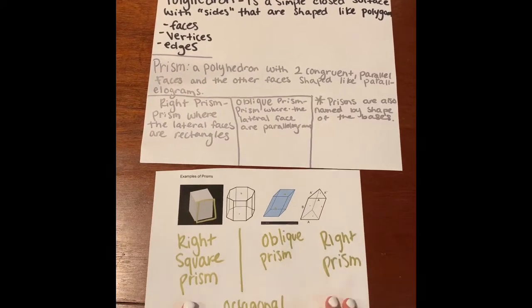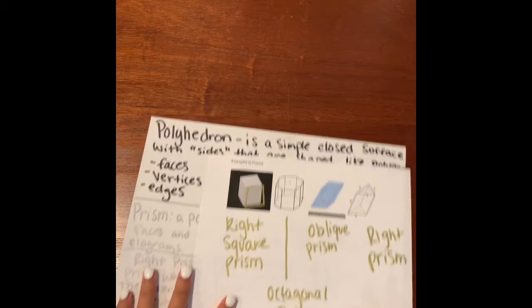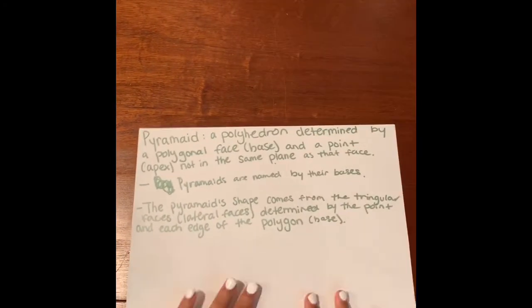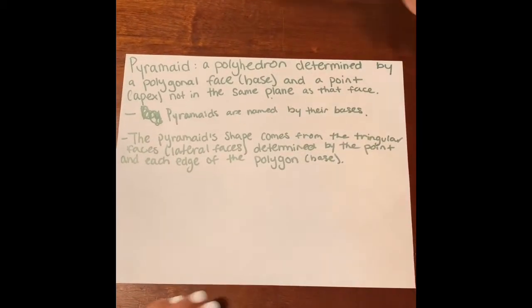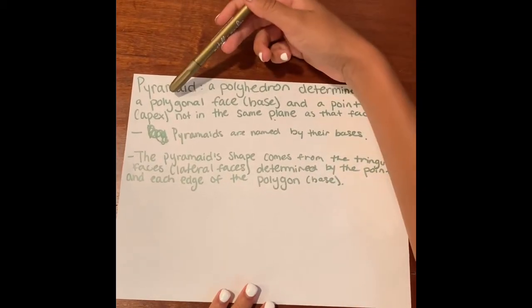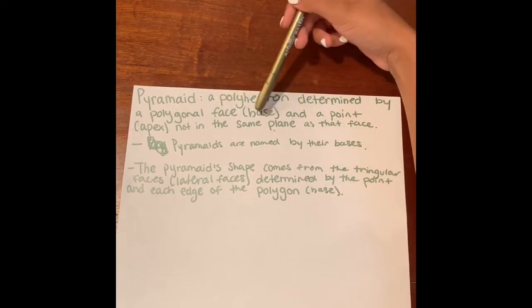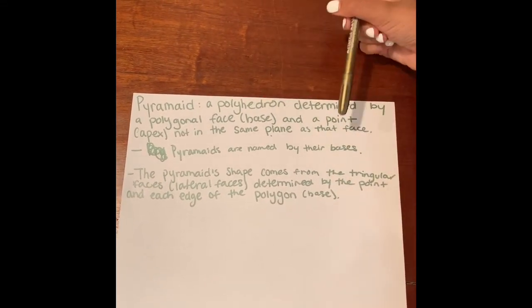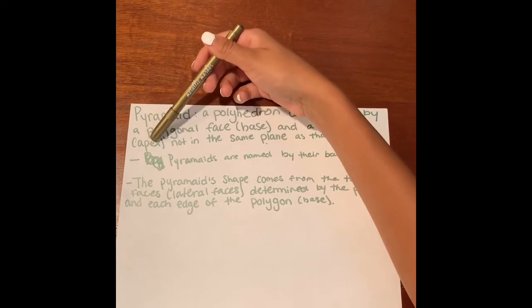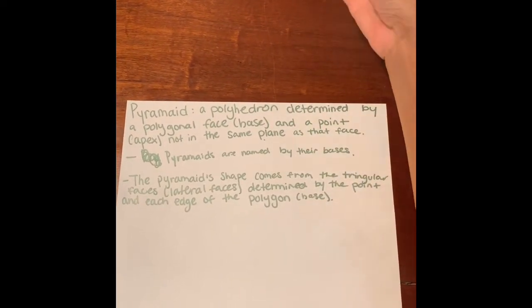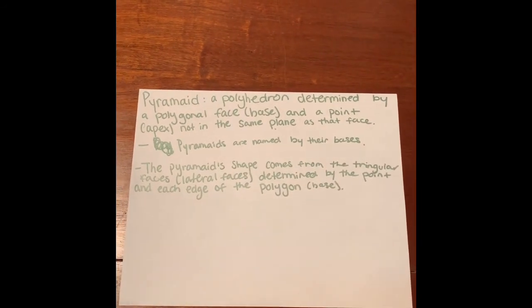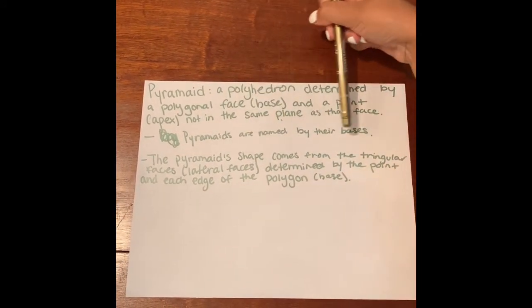So that's that. And now we're going to go into pyramids, which is our last 3D shape we're going to talk about today. We have a polyhedron determined by a polygon face, which can also be called a base, and a point called an apex, not in the same plane as the face. To remember with pyramids, just remember that pyramids are named by their bases.